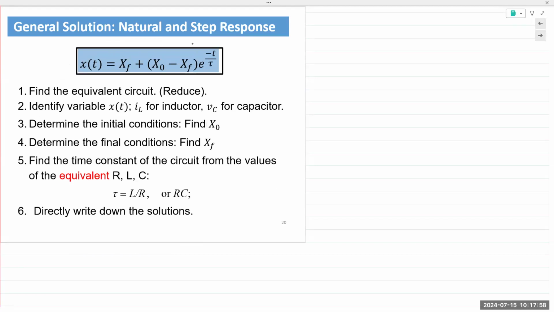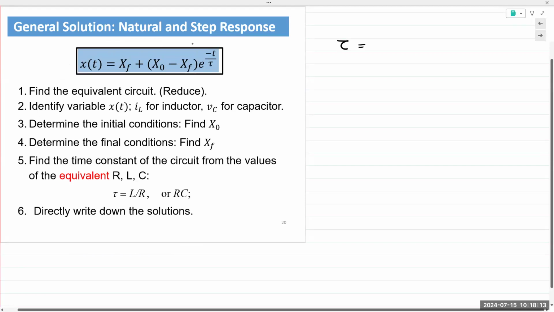x of t is equal to x of f plus x0 minus xf, times e raised to minus t over tau. This tau is the Greek letter tau, known as the time constant of the circuit. So let's take it one quantity at a time.